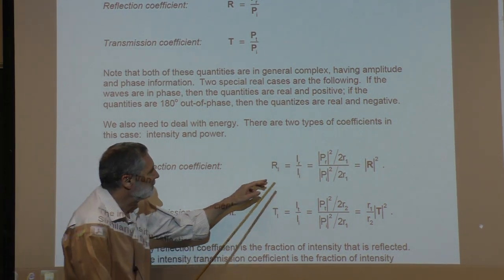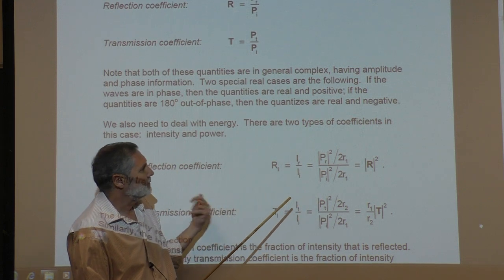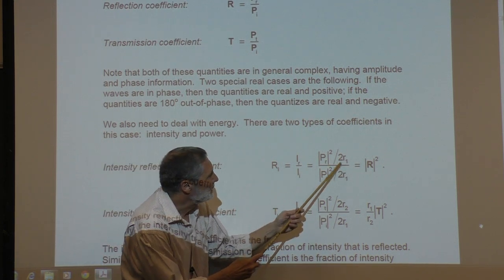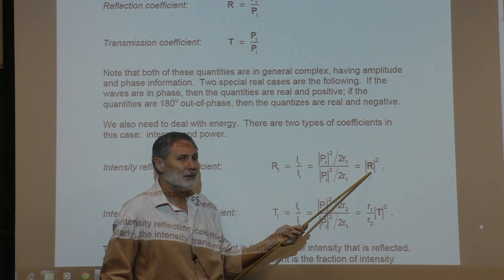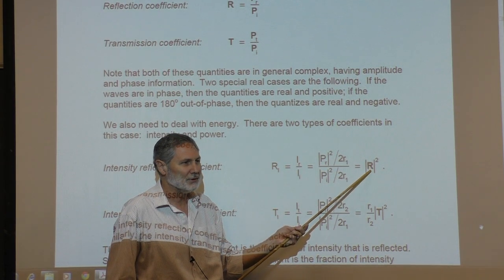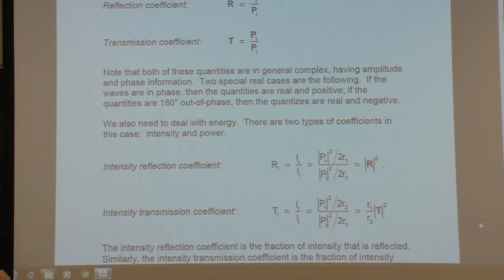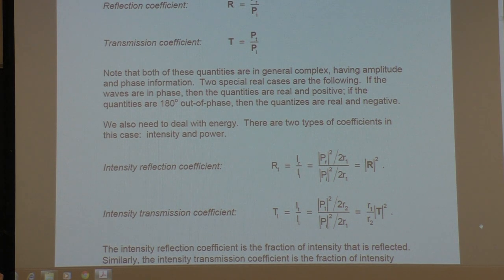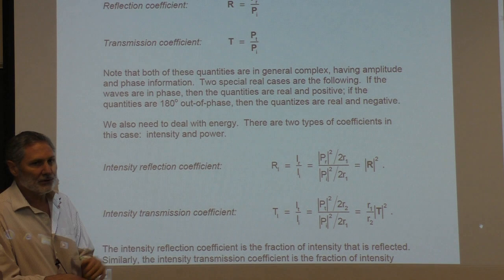And now, because the reflected wave is in the same medium as the incident wave, these denominators cancel, and we end up with this really nice, simple result. The fraction of the intensity that's reflected, which we call the intensity reflection coefficient, is just the square modulus of the reflection coefficient.